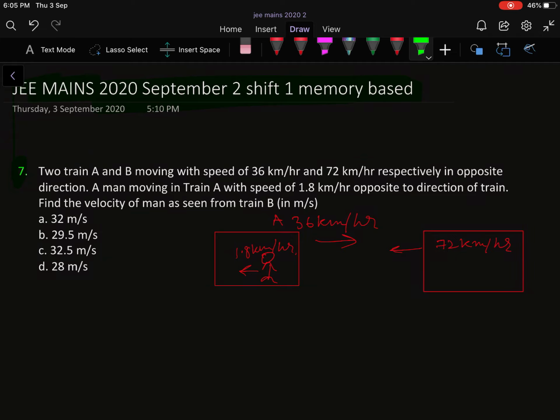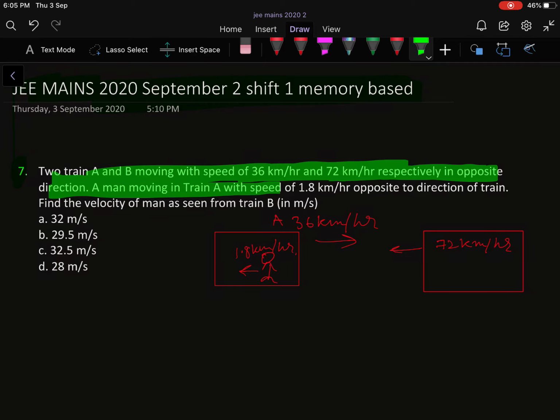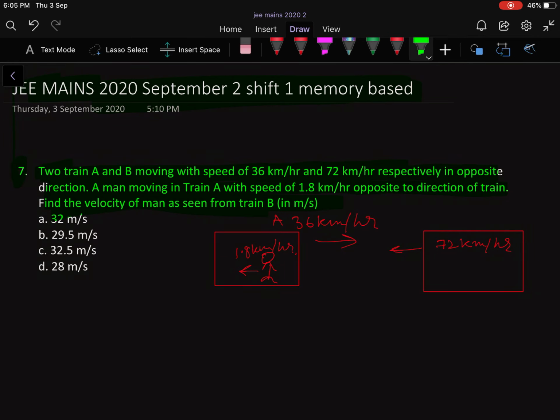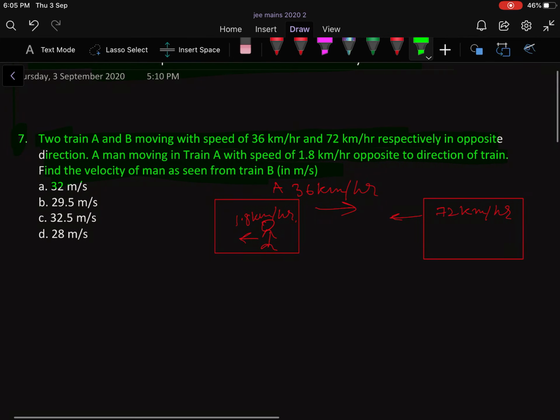It is mentioned there are two trains A and B moving with the speed of 36 km per hour and 72 km per hour in opposite direction. A man moving in train A with a speed of 1.8 km per hour opposite to the direction of the train. Find the velocity of the man as seen from train B. I have drawn the figure for you. This is train A, this is train B.